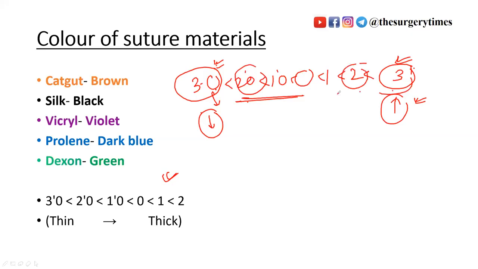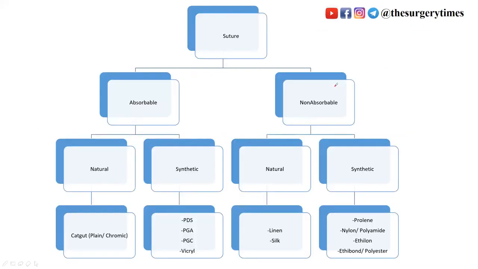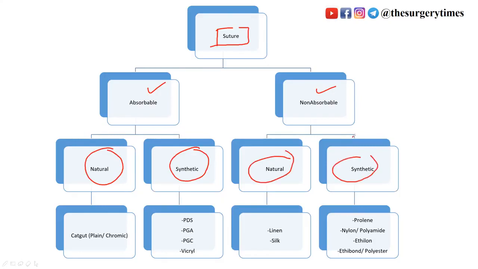Okay. Now we'll move to our next classification of suture material. A broad classification is, first, absorbable or non-absorbable. If it is absorbable, then natural or synthetic. If it is non-absorbable, then natural or synthetic. From this table, many questions come in NEET PG as well as in AIIMS. So remember this one.